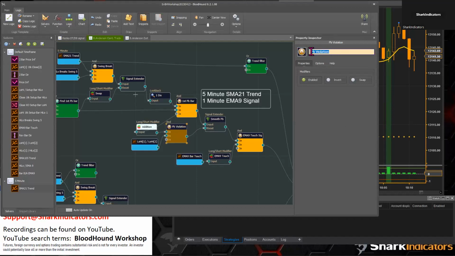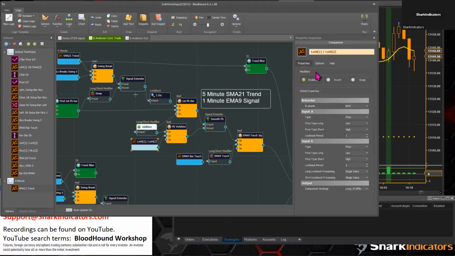I did label this AND node as the pullback violation. It may look like what we're looking at is backwards for the pullback, because for the pullback you want lower highs. Here, with the high prices, we are looking for lower. So the violation of the pullback is actually a higher high. And when we get a higher high, we're generating a short signal.